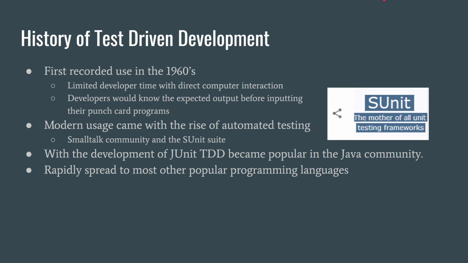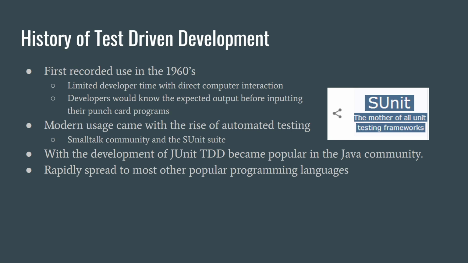Test-driven development's history. So test-driven development is not a new thing by any means. It was first in common use back in the 1960s. Developers then would often have their expected outputs known before even creating the punch cards to be fed into the computers, in order that they could quickly check their program for accuracy. Computing was time-consuming enough that developers had limited face time, so to speak, with the computer itself and had to find ways to maximize their time efficiency when they had access.